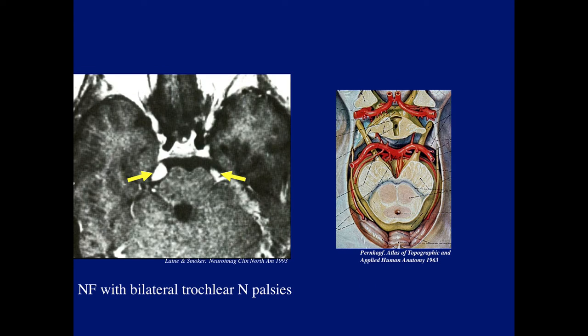Here's a patient from the literature, an NF patient, who had bilateral trochlear nerve palsies, and we see schwannomas involving both trochlear nerves. Again, it would be in this location on both sides.